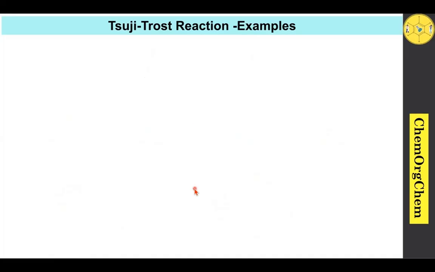Let's move on to some more examples. This is another example. This one is an example of an intramolecular Tsuji-Trost reaction.